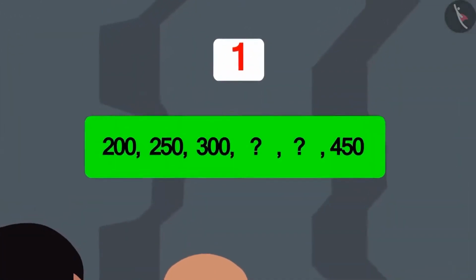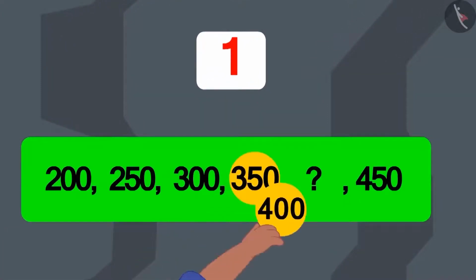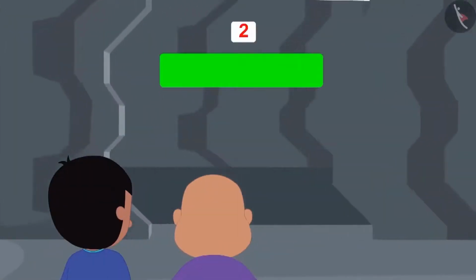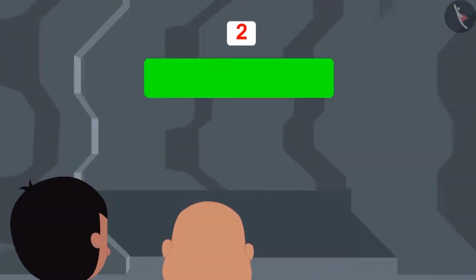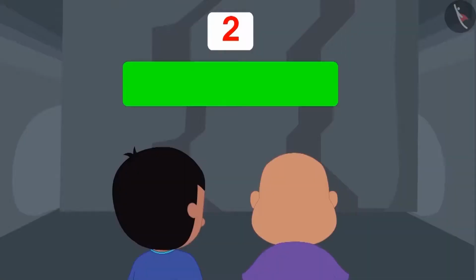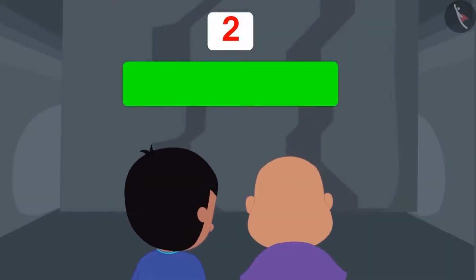Come, let's see if Raju's and our answer was correct. Raju entered the calculated numbers in the wall. And what is this? The door opened. Raju and our answer was absolutely right. Now Raju and Bablu are facing the second wall. What will be Jeev's next code? We will see that in the next video.